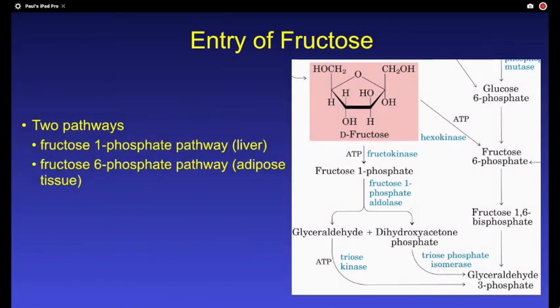Looking at fructose, there are two ways to do this. All right? One by hexokinase and one by fructokinase. Now, the fructokinase occurs in the liver, and the hexokinase occurs only in adipose tissue. All right? The reason why hexokinase can actually phosphorylate fructose in the adipose tissue is that adipose tissue has almost no glucose in it.